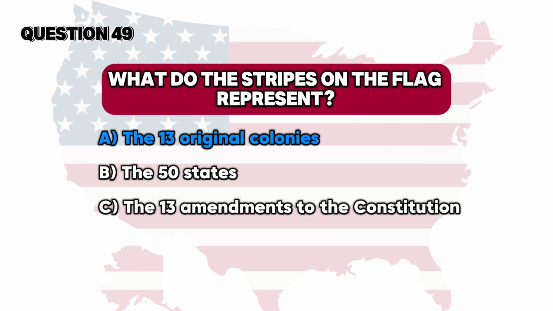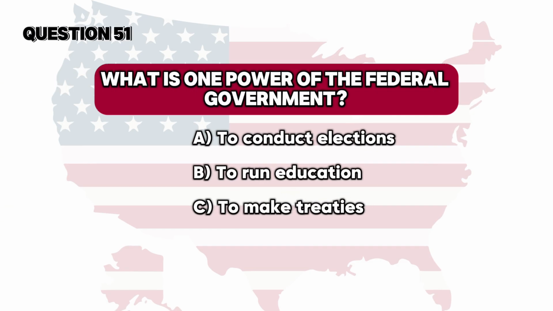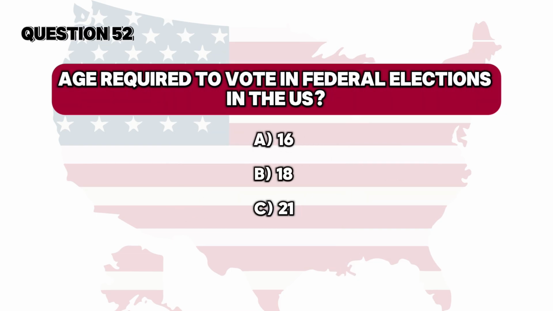The 13 original colonies. How many U.S. representatives are there? 435. What is one power of the federal government? To make treaties. What is the minimum age required to vote in federal elections in the U.S.?